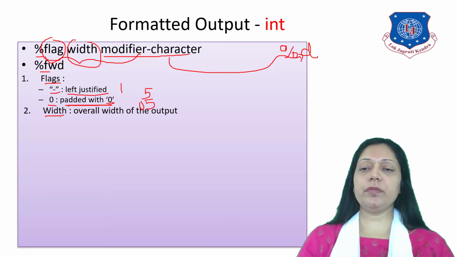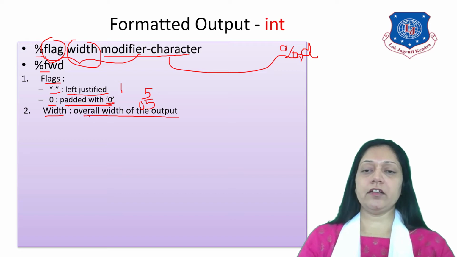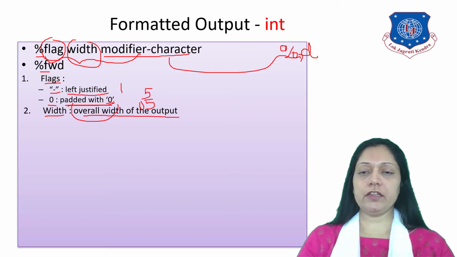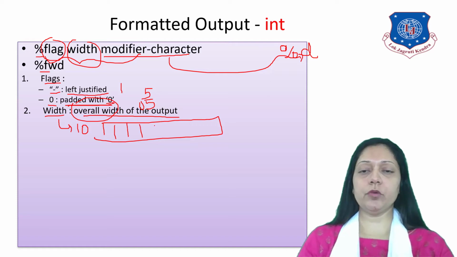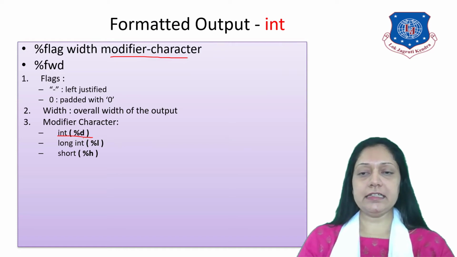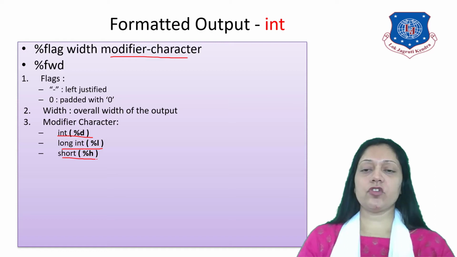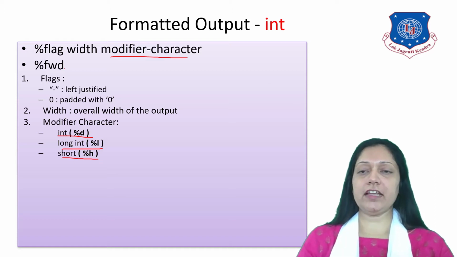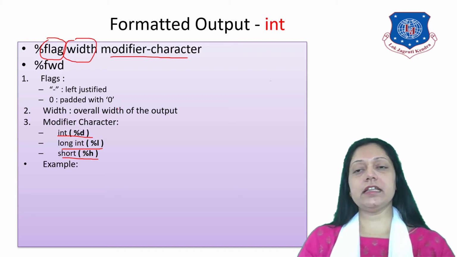Next is width. Width is a simple number which decides the overall width over which the output will be printed. Suppose I write width equal to 10, it means 10 places will be used by the computer to display a particular number. Let's understand with an example. The next one is the modifier character. The modifier character for integer is d, as in %d. For long integer it is l, and for short it is h. Before d, l or h, you can use a flag or a width. Let's understand this with an example.